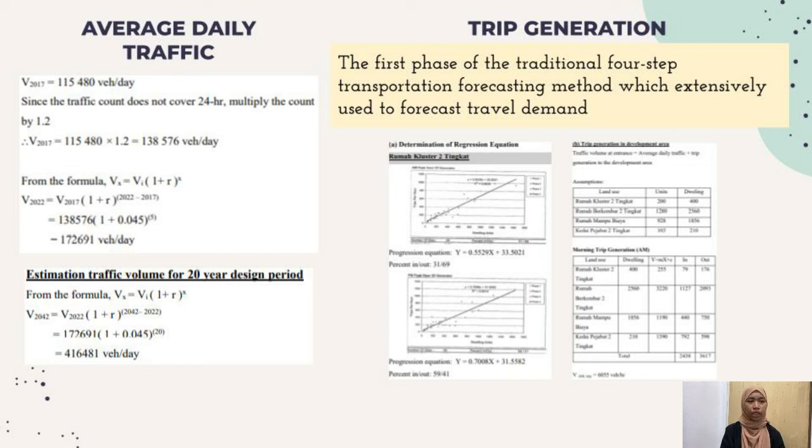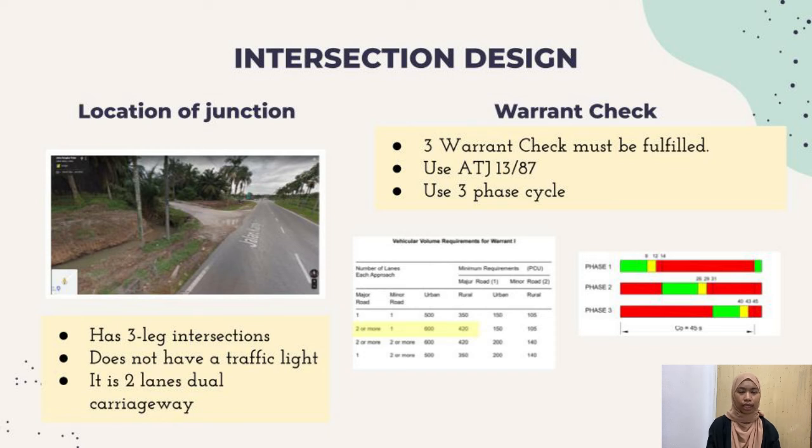The next component is trip generation. Trip generation is the first phase of the traditional 4-step transportation forecasting method, which also includes trip distribution, mode selection, and route assignment, and is extensively used to forecast travel demand. The next component is intersection design. First, we must know the location of the junction. There are 3 warrant checks that must be fulfilled. Also, we must design using the ATJ 13/87 guidelines, and in the design we use a 3-phase cycle calculation.